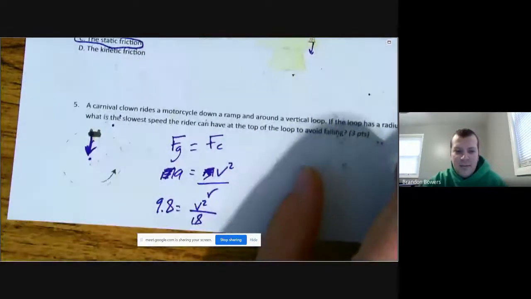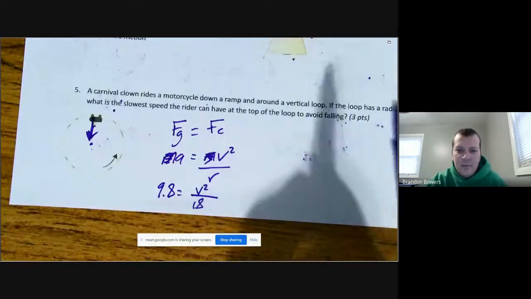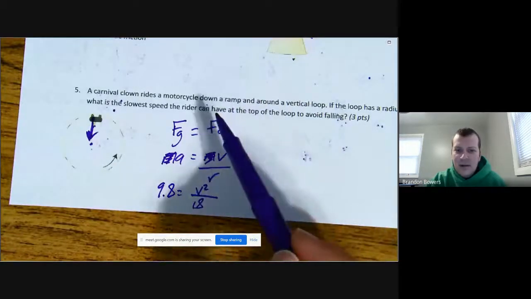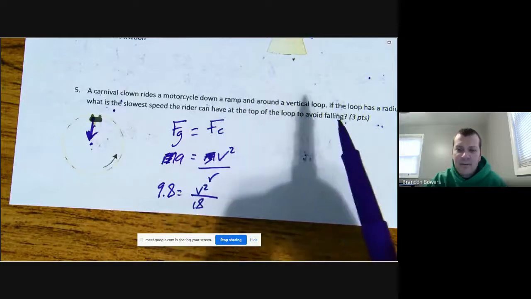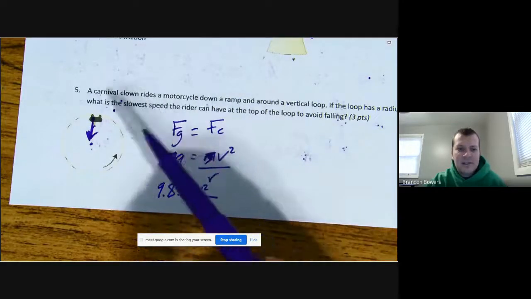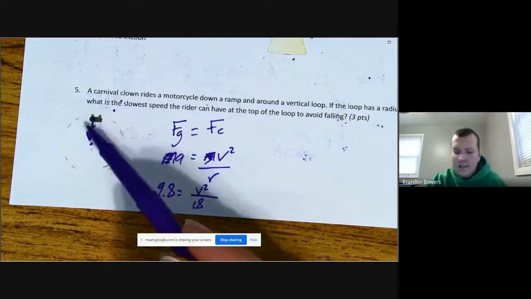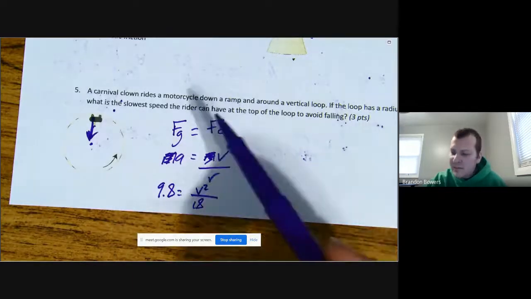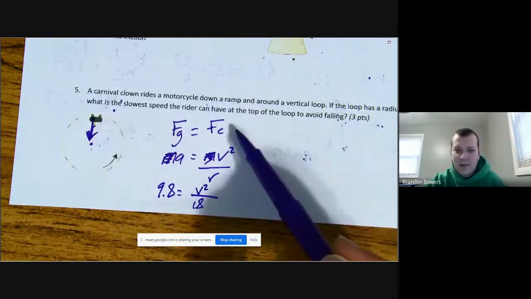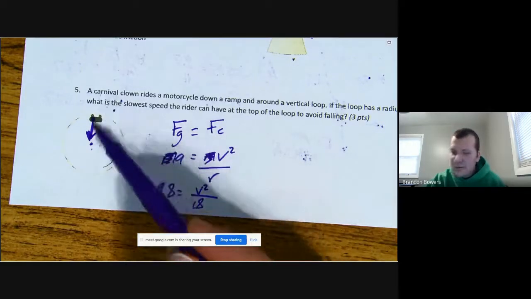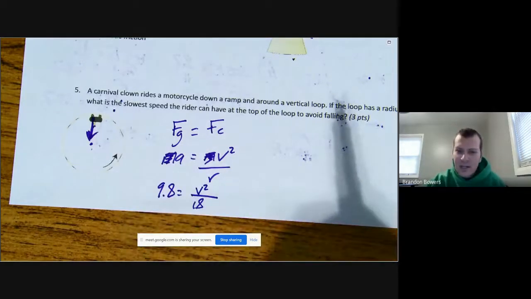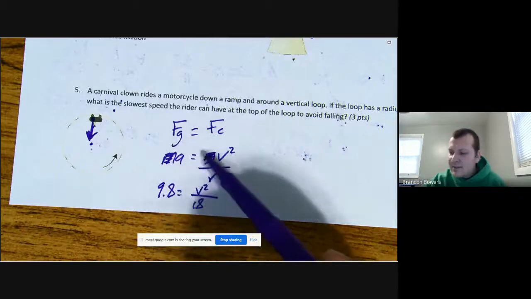At the bottom, the question said a carnival clown rides a motorcycle ramp around a vertical loop. If it has a radius, what's the slowest speed? Well, the slowest speed, there's not going to be a force normal. So the only force acting on it is force gravity, which is also our centripetal force going towards the center of the circle. So I had mass times acceleration equals mass times velocity squared over r.